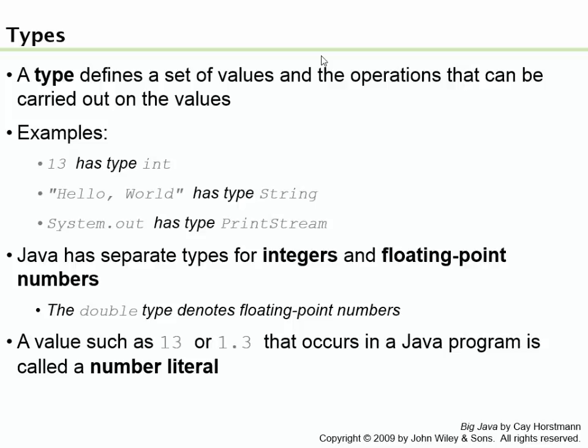Now you can just type numbers directly into Java, and it takes that number and translates it to binary and feeds it into the program. So the number 13 or the number 1.3, that's called a number literal. And literals are like, this is literally the number 13. This is literally the number 1.3. So you're making it kind of a mandatory thing.